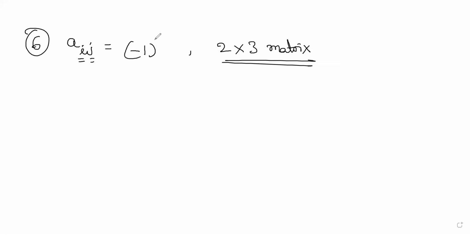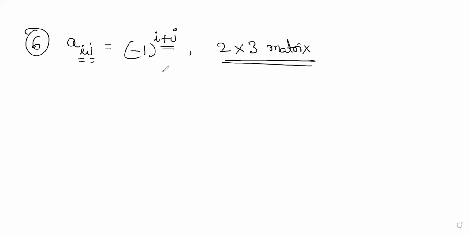Minus 1 whole power I plus j. Okay? This you do. Aij is minus 1 whole power I plus j. Construct a 2 by 3 matrix. That means if I plus j is odd, you get minus 1, and if I plus j is even, you get plus 1. Hopefully you are knowing about it. So construct the 2 by 3 matrix.